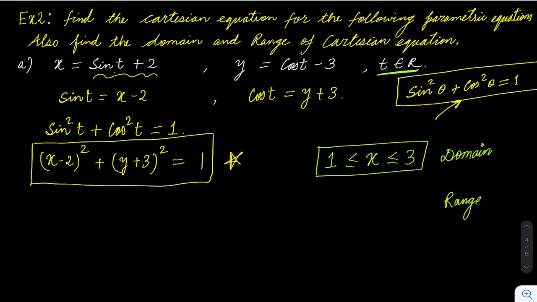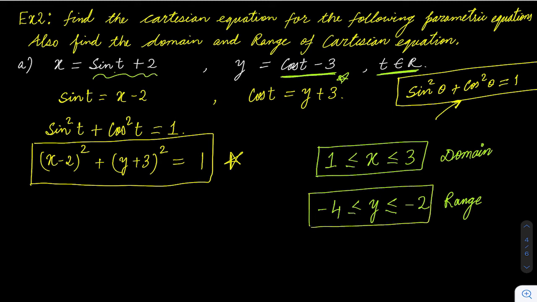Same way, range means we have to find the range of y. So cos t minus 3. So when is this minimum? When cos t is minimum. What's the minimum value of cos t? Minus 1. So minus 1 minus 3 will give you minus 4. So y is always greater than or equal to minus 4, and less than or equal to, what's the maximum possible value of this? When cos t is 1, we get minus 2. So it is less than or equal to minus 2. So this is my range for y, or you can say my range for the function.